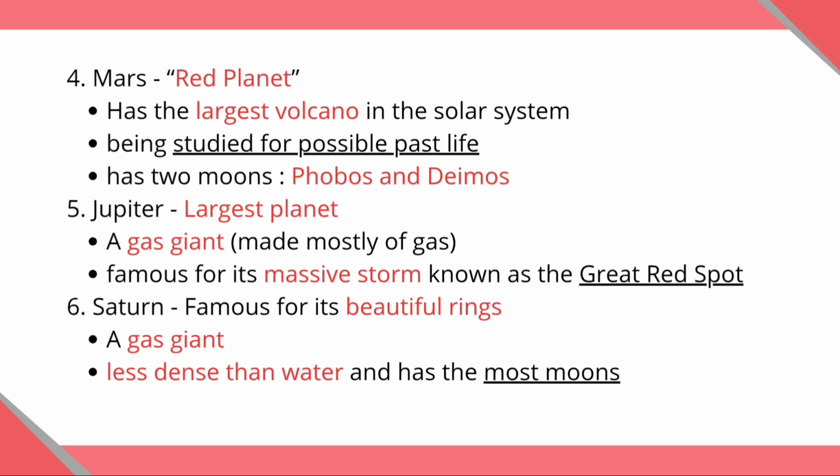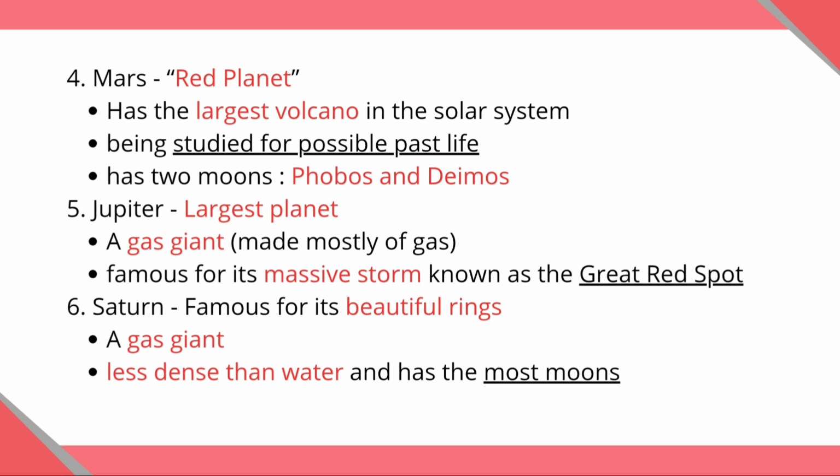The fourth planet is Mars. It is known as the Red Planet. It has the largest volcano in the solar system and is being studied for possible past life. It has two moons called Phobos and Deimos. The fifth planet is Jupiter. It is the largest planet and a gas giant made mostly of gas. It is famous for its massive storm known as the Great Red Spot.